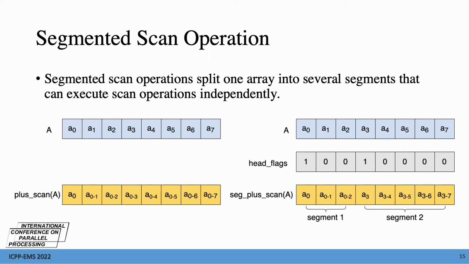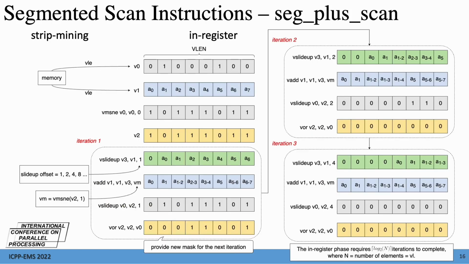Segmented scan operation splits one array into several segments that can execute scan operation independently. To represent the segments, we use head flag representation to denote the starting point of different segments. Here is an example of segmented scan instruction, the segmented plus scan instruction. It will be easier to demonstrate the in-register phase of the segmented scan instruction with larger vector register. So in this example, the VLEN is doubled, compared to previous examples.